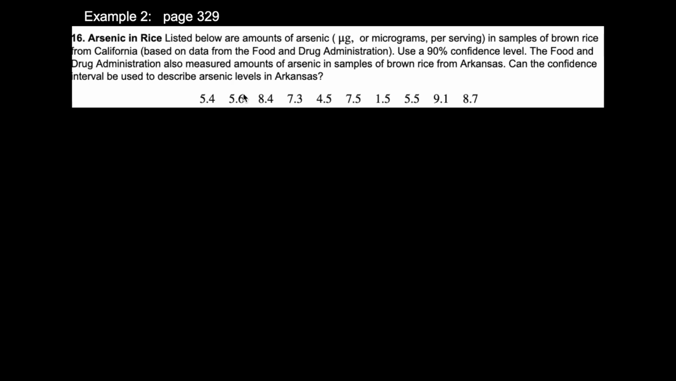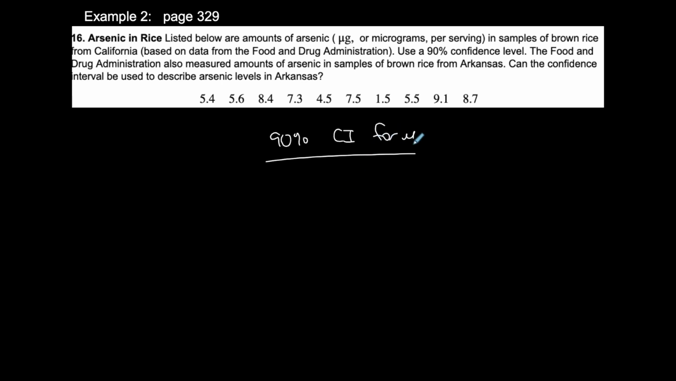Listed below are the amounts of arsenic in samples of brown rice from California. Use a 90% confidence level for the average. So we're doing a 90% confidence interval estimate for mu.